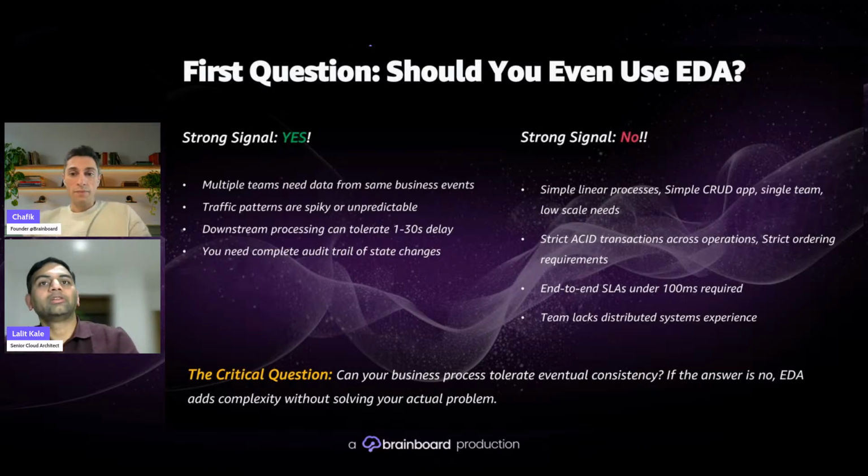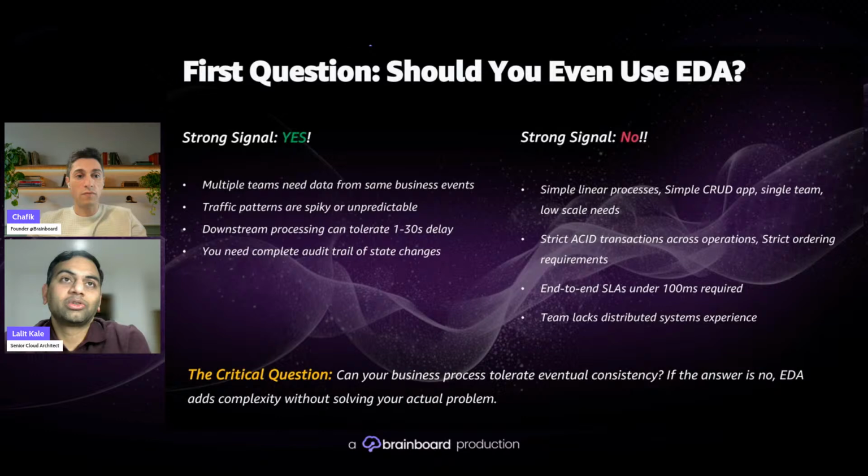So the critical question itself is, can your business process tolerate the eventual consistency? Now we are coming up with the new term. Eventual consistency is nothing but a fancy way to say I will deliver your update afterwards, after a few seconds, right? So if the answer is no from your business person, that's another discretion that you need to take, whether EDA is the right thing for you or not. And EDA adds a lot of complexity because of the nature of a distributed system. So I think those are the variables that you should consider when you think of going with the EDA.